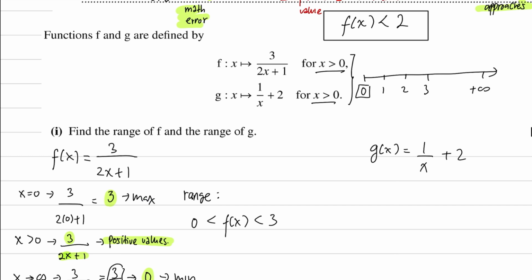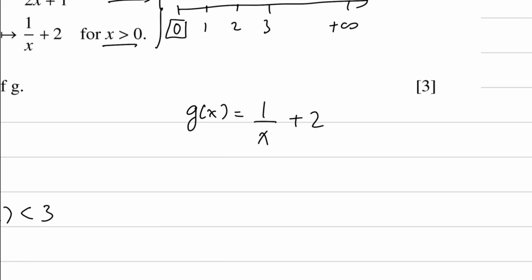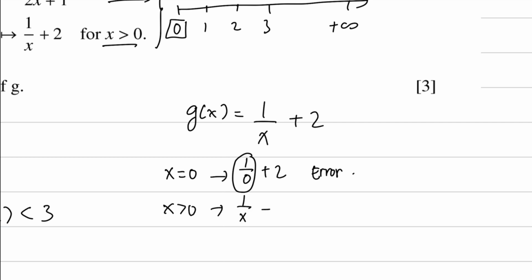And how about g(x)? Same thing. We substitute x = 0. What happens with our g(x)? 1/(0 + 2)... This one is math error, so we cannot have x = 0. And then we have x bigger than 0. So you have 1 over x plus 0. All of this will become positive because 1 over a positive value is always positive. So you have plus 2. That means it is a positive number plus 2, which is always larger than 2.